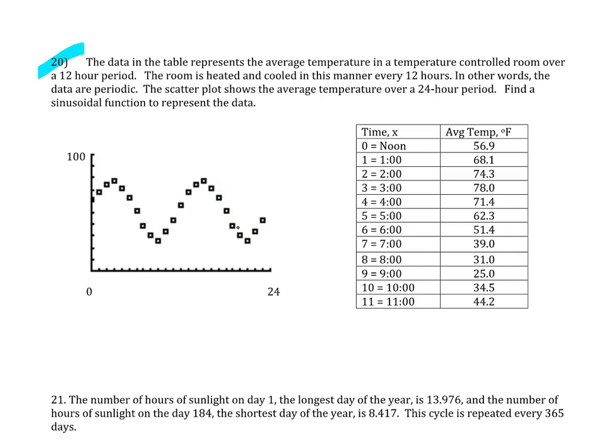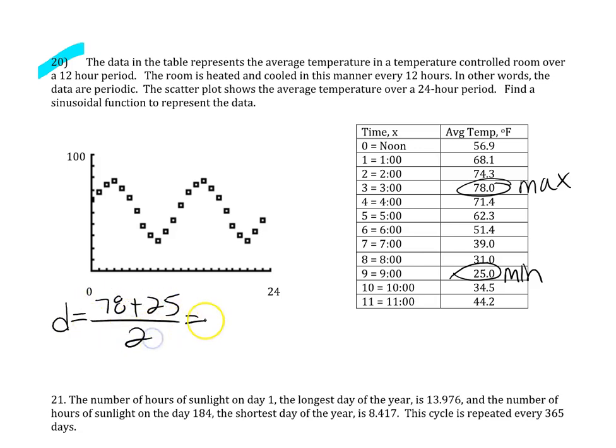Now, in order to even come up with an equation, I'm going to need the max and min values. So I look at my table, and I find that the maximum value is 78 degrees, at t equals 3, and the minimum is 25. From there, I can come up with an appropriate midline, which is called D in our general form. So I've got 78 plus 25 divided by 2, which will give me 51.5. Okay, that's your midline that you're oscillating around.